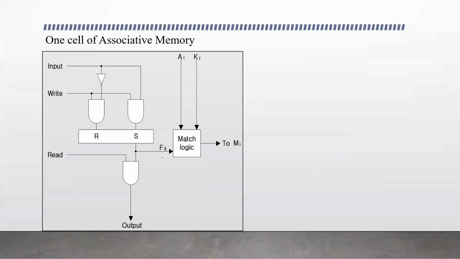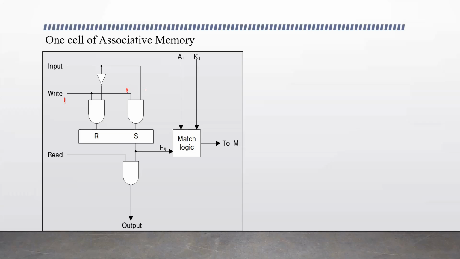Here is one storage cell of associative memory. How is the matching done? To understand that, we take one single bit here, since one cell stores one bit. The input bit is given, and the input is associated with the write operation. To write the input data into the associative memory, write should be 1. So the input is written when write is enabled, when write is 1.